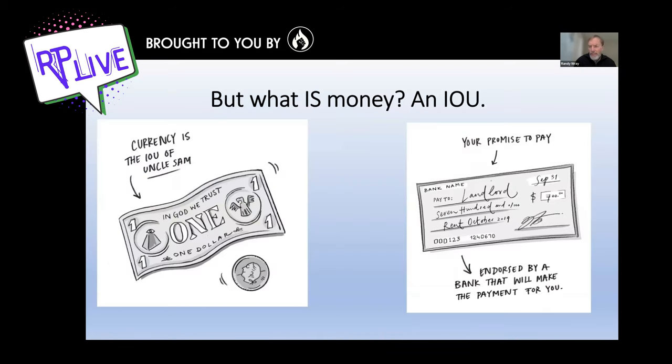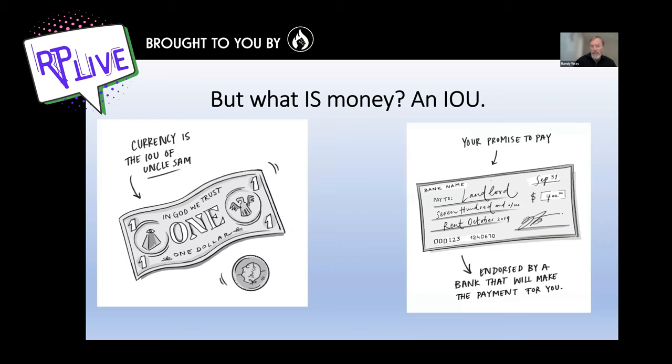Okay, but that doesn't really tell us what money is. It tells us what money does, not really what it is. It's sort of like saying a human is something that sits on the couch and munches potato chips while they watch TV. It doesn't really tell us what a human is. If you look at every form of money, it is always an IOU.